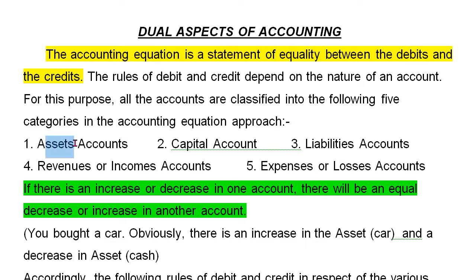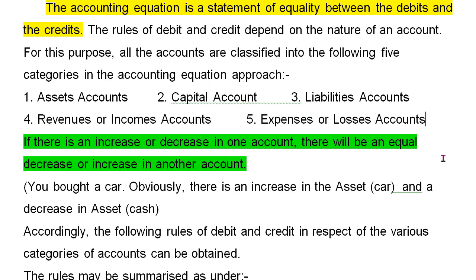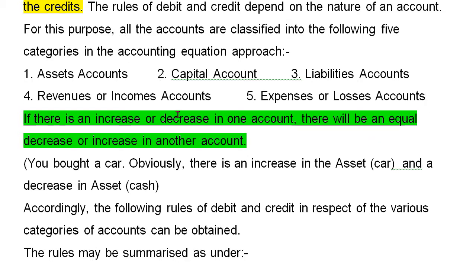Assets account, capital account, liabilities account, revenues or income accounts, expenses and losses accounts. These are the five categories that we will later discuss in detail. If there is an increase or decrease in one account, there will be an equal decrease or increase in another account. This is a point that you can try to know.